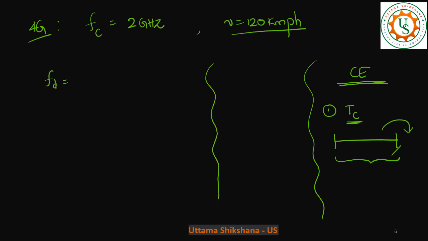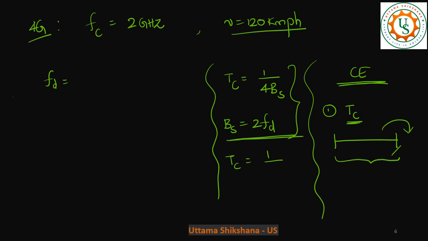The first and foremost thing is that the TC relation is given by 1 by 4 BS, where BS is the Doppler spread. Now Doppler spread is related to the Doppler shift, that is, 2 times FD. These two equations we can get from the David Tse and Pramod Viswanath book. So finally, TC will become 1 by 8 FD.